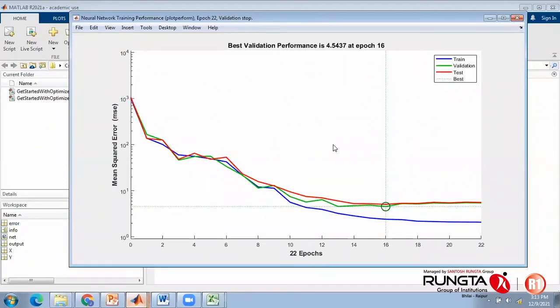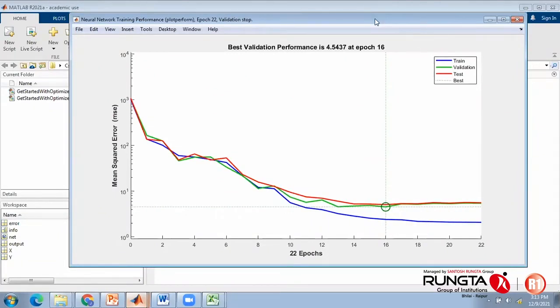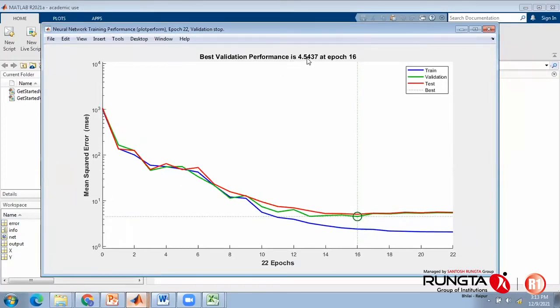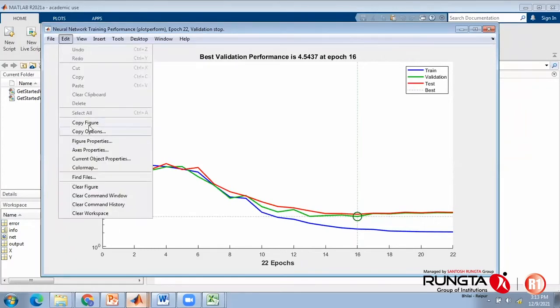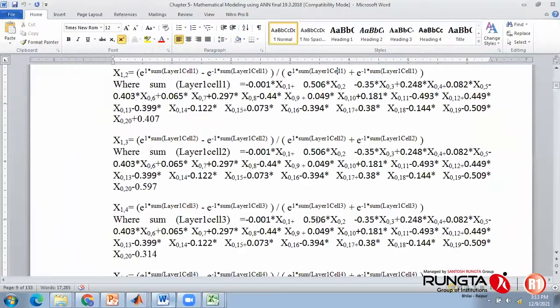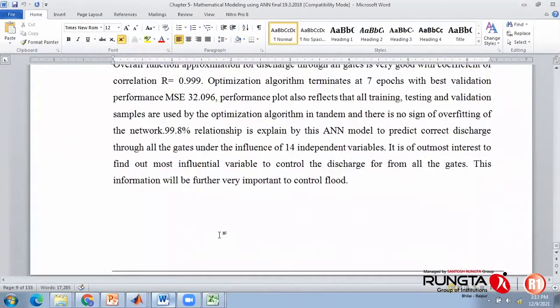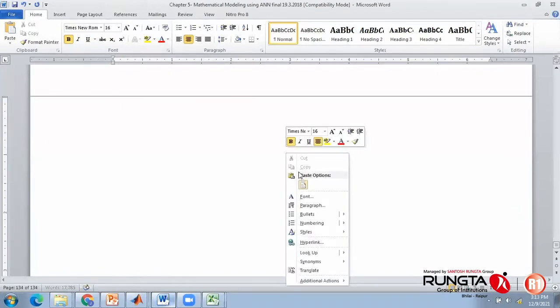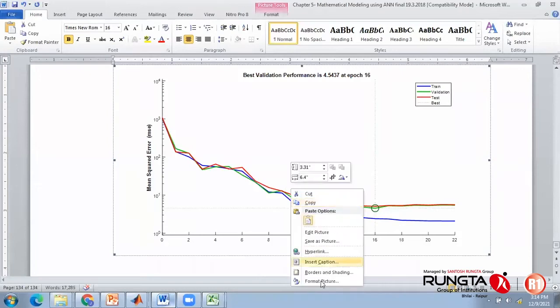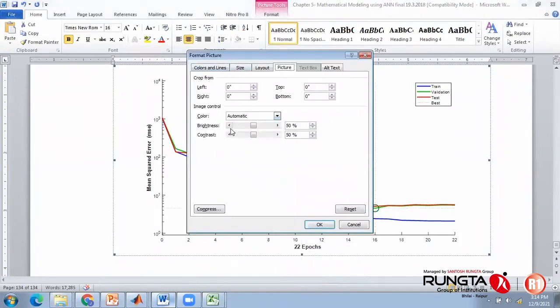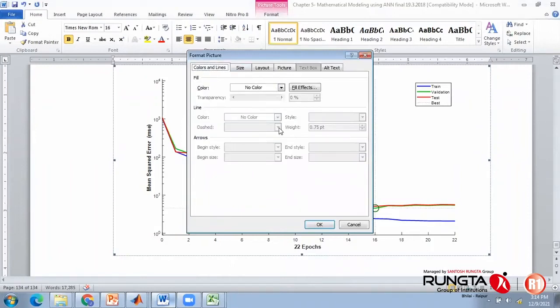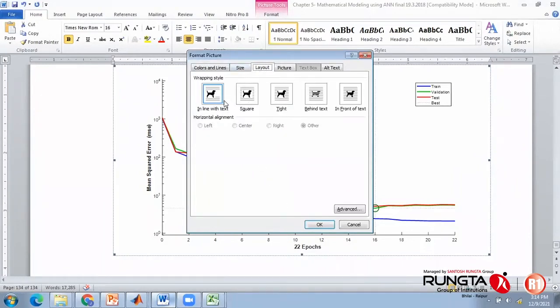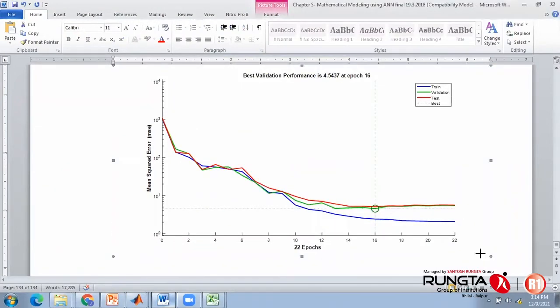So I will show you with a different diagram. So this is your main performance diagram, which will show you the MSE, mean square error. If you would like to use this, what you can do is go to edit, just copy this figure. And if you are interested in using it for, say, research paper or research purpose, just paste it. You can use it. So this is how we can use this particular diagram.